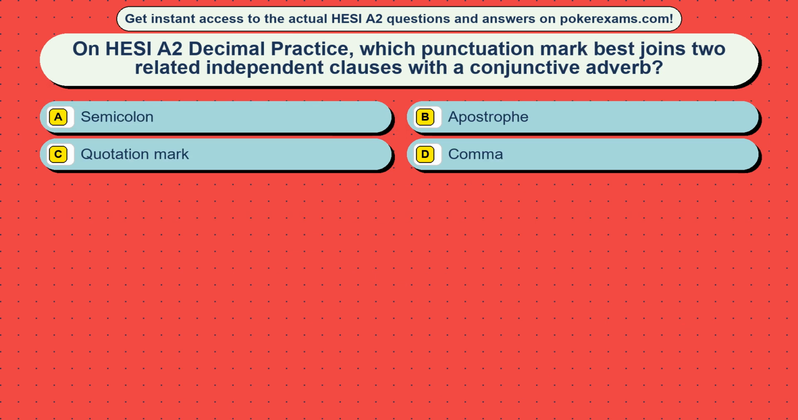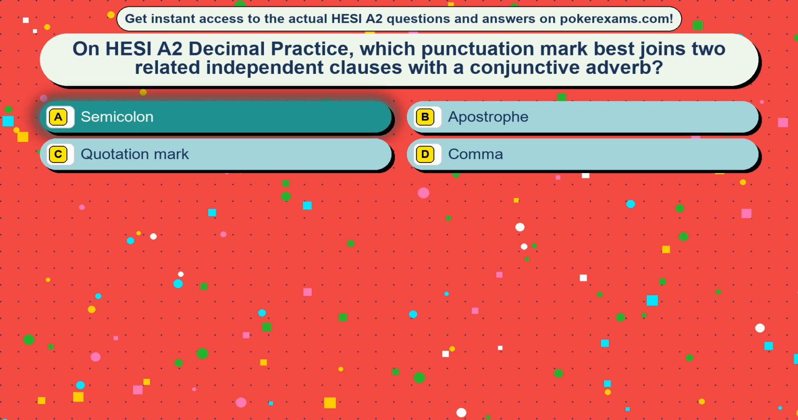Question 14. On HESI A2 decimal practice, which punctuation mark best joins two related independent clauses with a conjunctive adverb? Option A, semicolon. Option B, the apostrophe. Option C, quotation mark. Option D, comma. The correct answer is option A, semicolon.